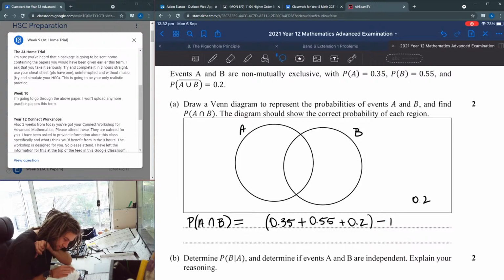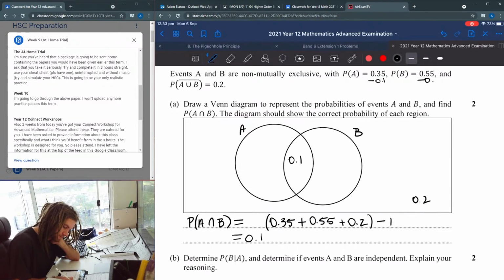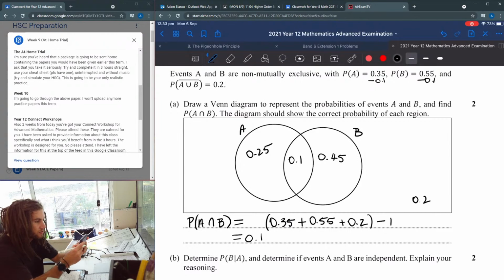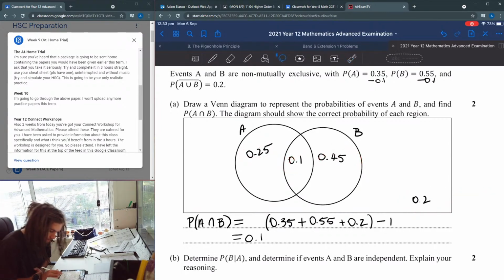Otherwise, I would have gotten a negative answer. That's 0.1, so the intersection goes there, and that's what's counted twice. So then we take 0.1 from each of these. So this is 0.25, and this is 0.45. And then I add those up to make sure that equals 1. And it does. Cool. So all I did was add that and that, made sure it equaled 1, which it does. Okay.